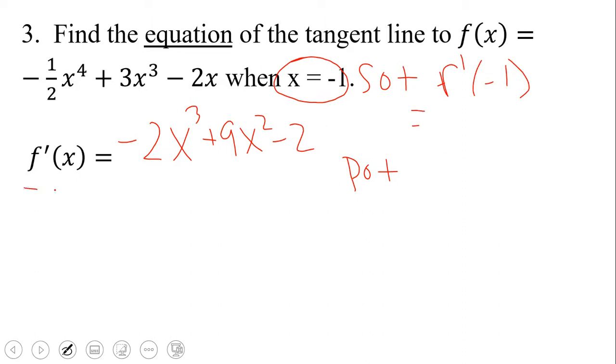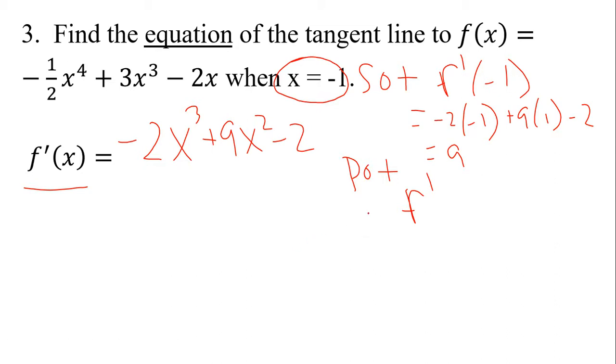So if I look at the derivative at -1, that's going to be -2 times -1 cubed is -1, plus 9 times -1 squared is +1, minus 2. That's -2 plus 9, or +2 plus 9 is 11, minus 2 is a slope of 9. The point of tangency means you're finding the value of the original function.